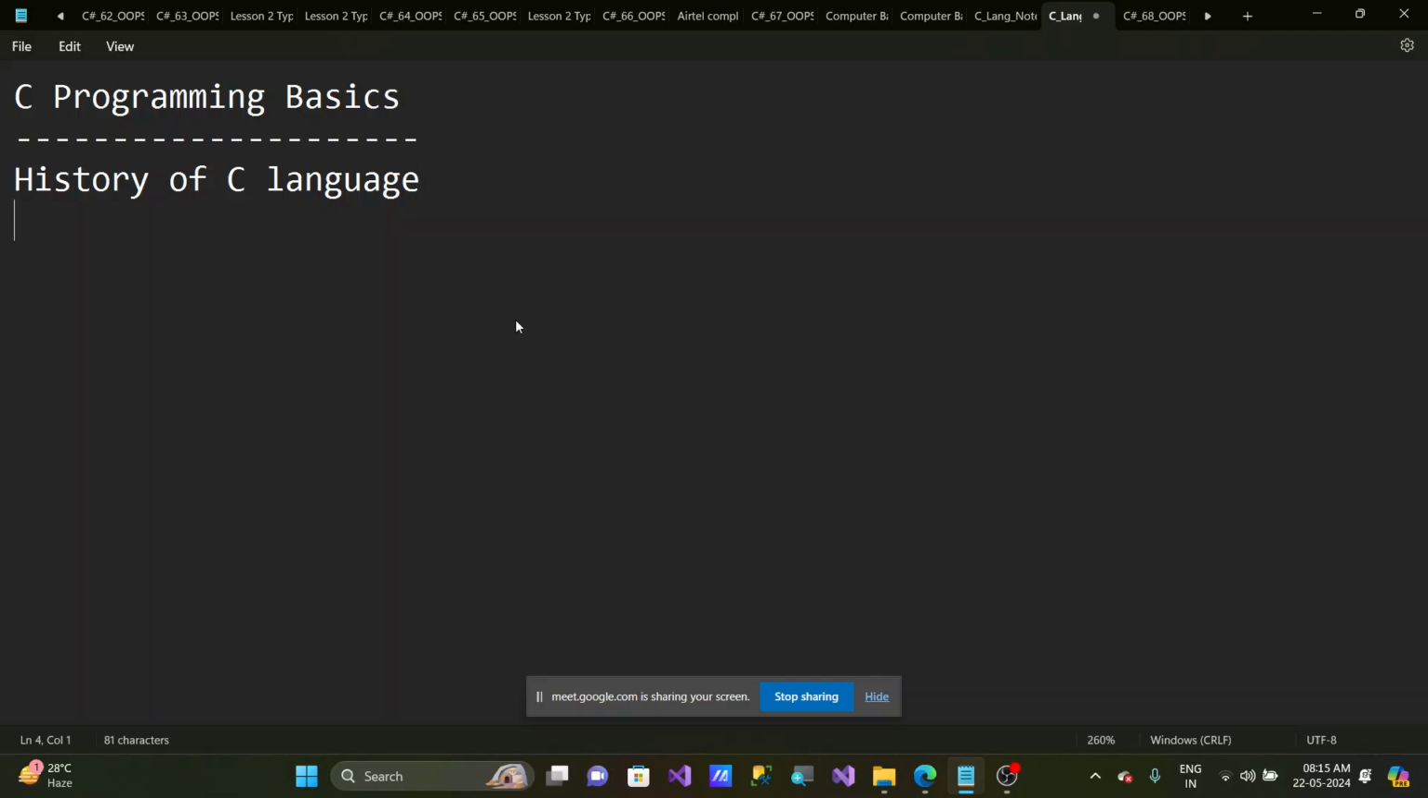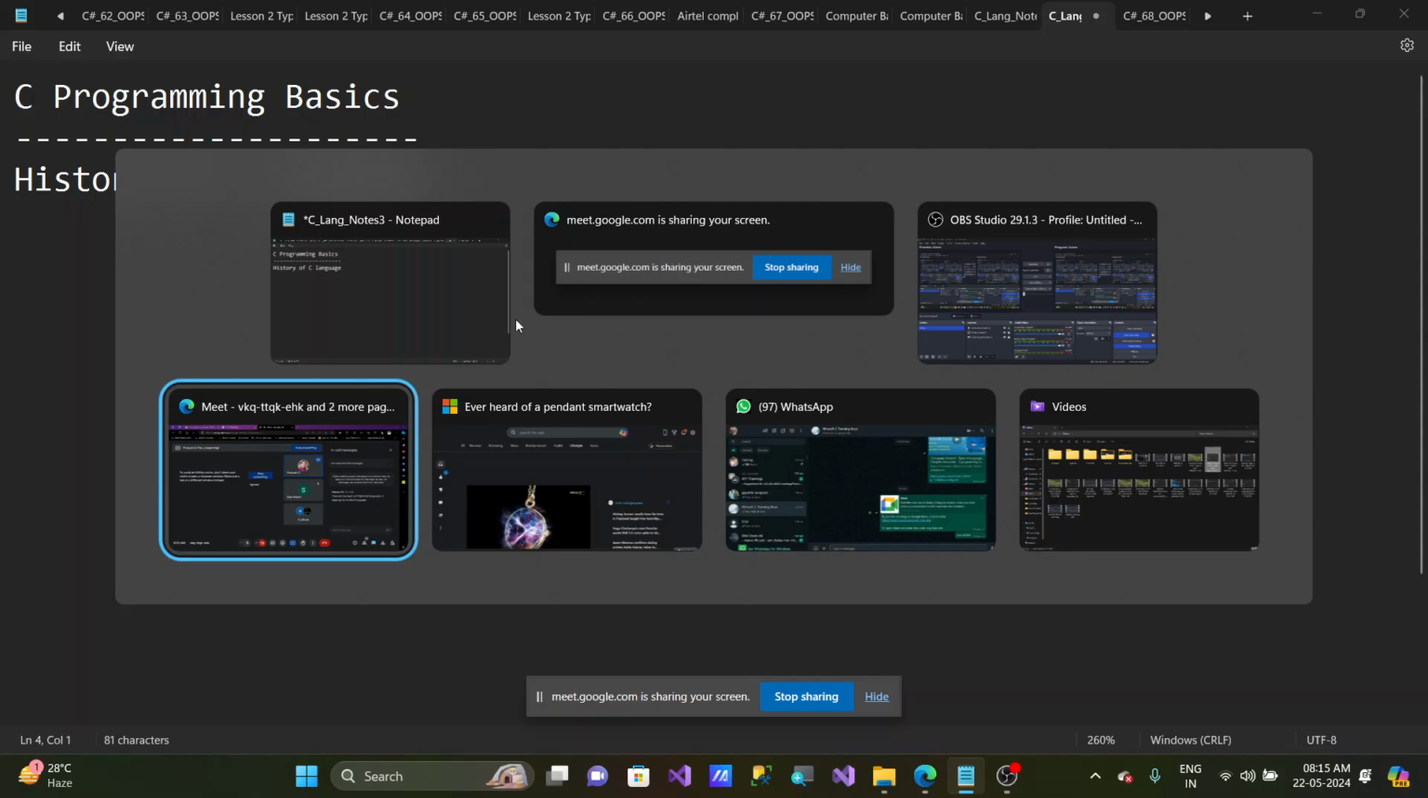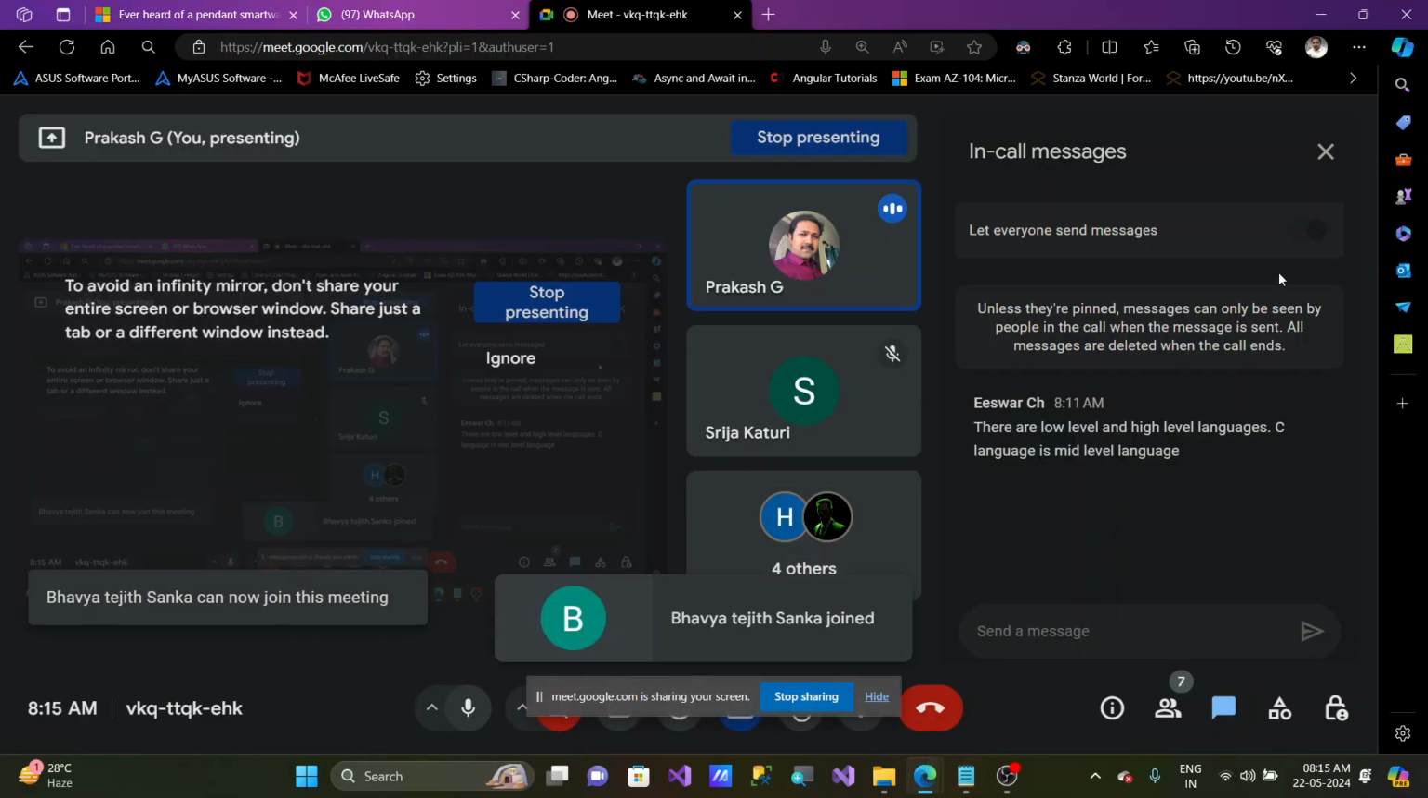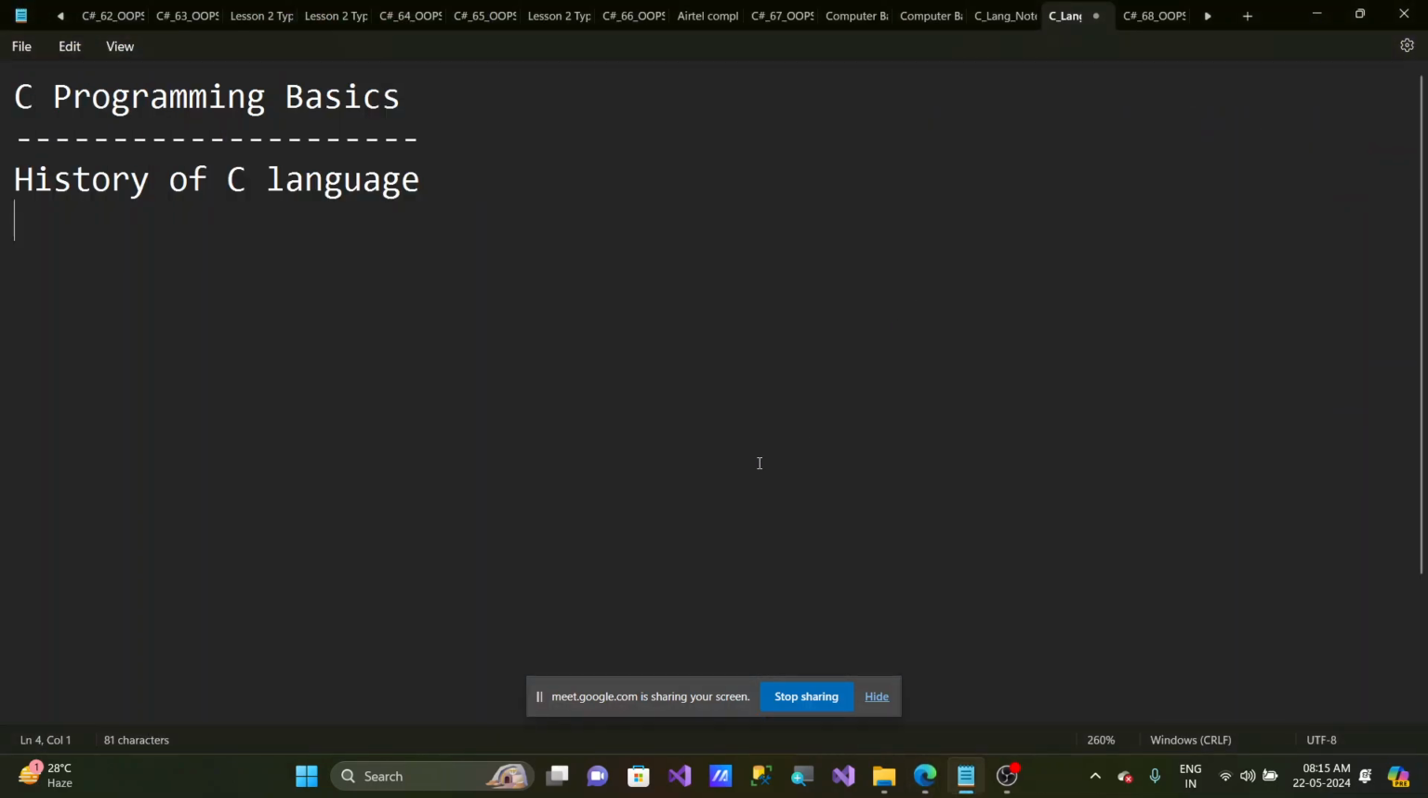So in the last session, we discussed different types of languages in programming. Computer languages are divided into two types: high level language and low level language. C language falls under middle level language because it has both the features of high level language plus low level language. That is why it is called middle level language. That is what we discussed yesterday. Now what we are talking about is the history of C language.